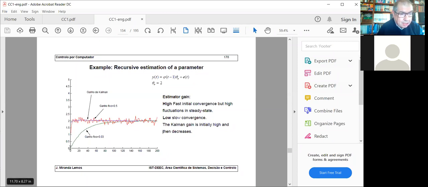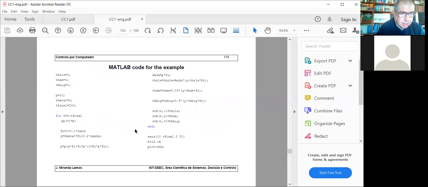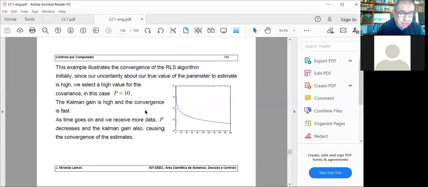And the Kalman gain is even better because it's large in the beginning, so you converge very fast. You see the blue line, and then it decreases, and you have almost no variance estimate, or small variance for the steady state error. Okay. Now, you see here P decreasing.